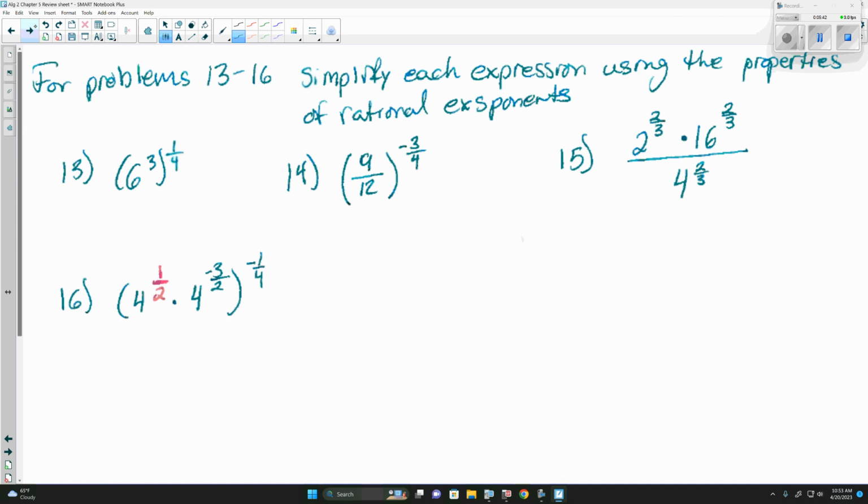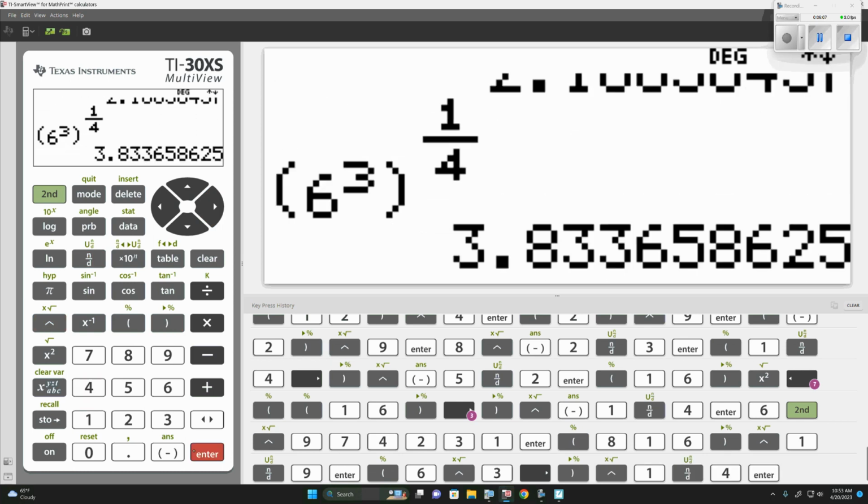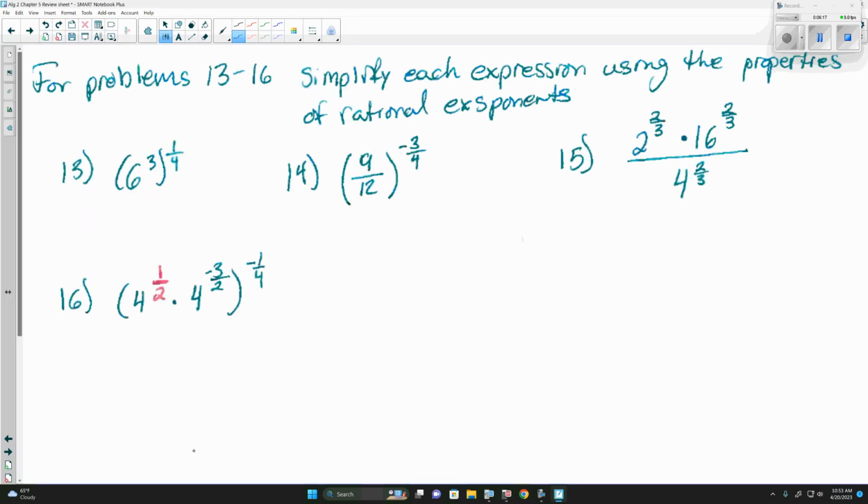Questions 13 through 16. Simplify each expression using the properties of exponents. If we could plug it into the calculator, we can always try and see if we get a nice number. If we do, that is the correct answer. So we could try the first one, parentheses 6 to the 3rd to the 1/4. 3.833658625 is not the correct answer because we are not putting any of these as decimals. So we'll actually need to use the properties of exponents.